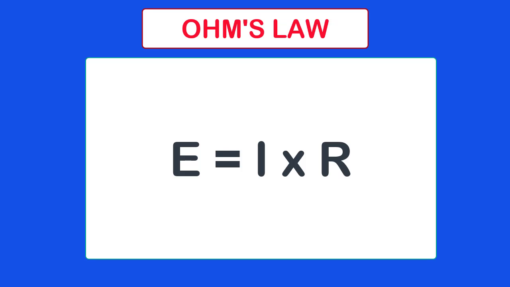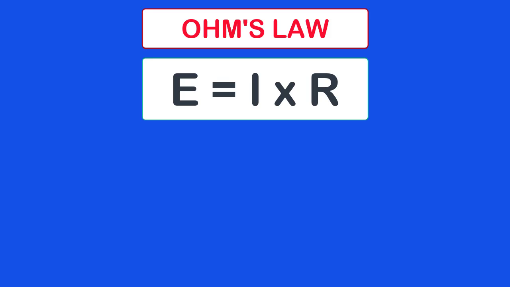You can write the relationship with letters. E equals I times R. That is to say, the voltage, and we use the letter E for voltage, equals the amount of current, and we use the letter I, times the resistance, and we use the letter R.